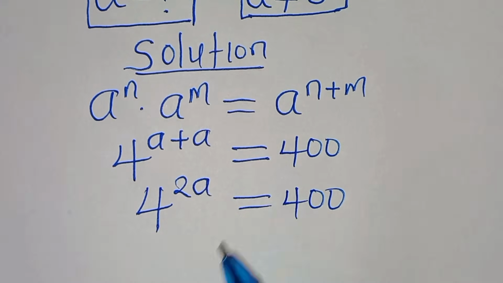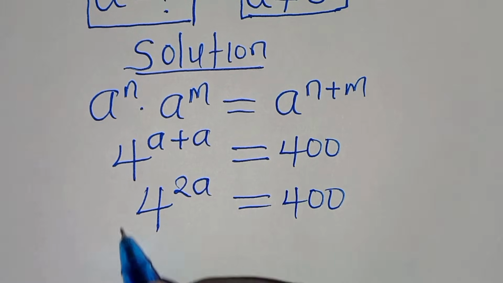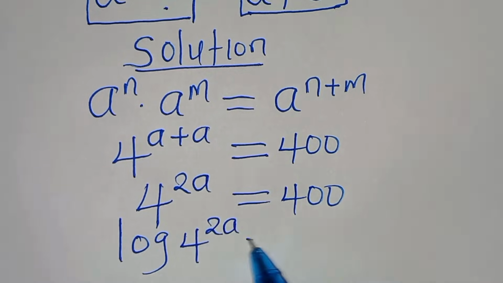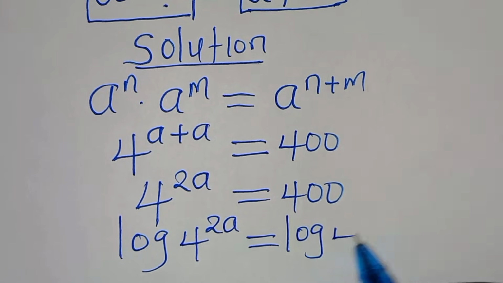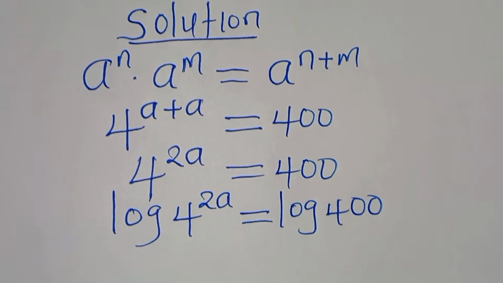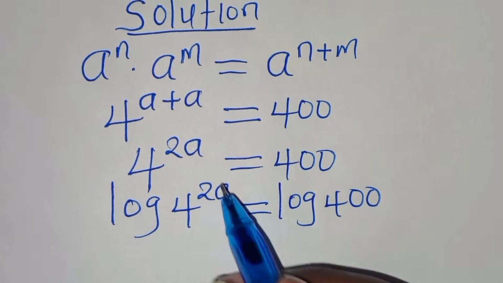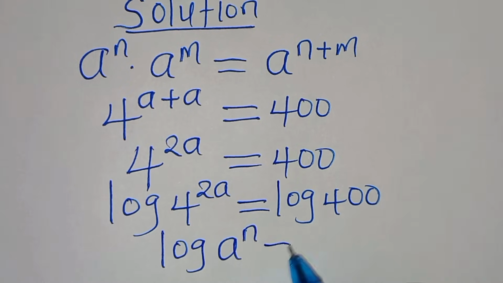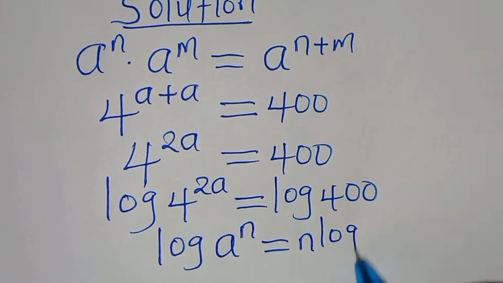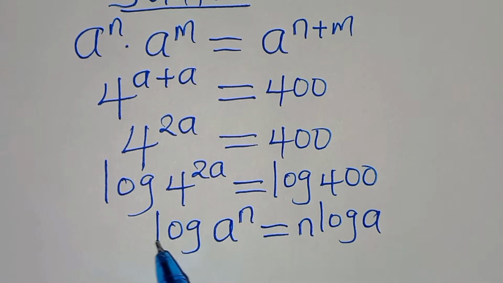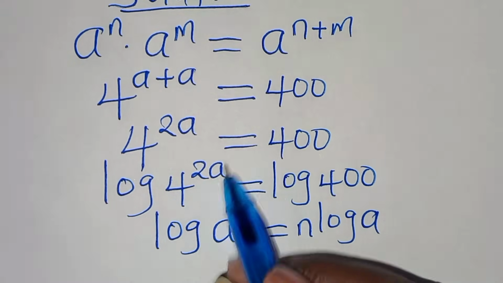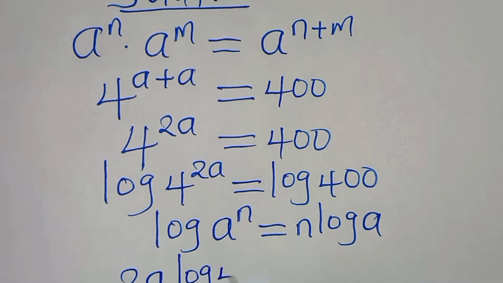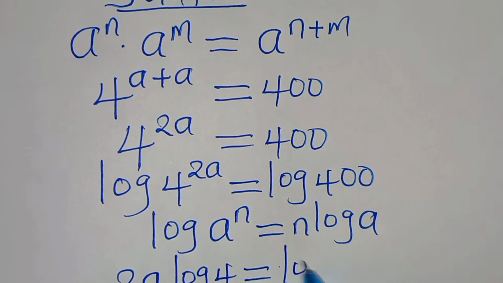To solve for a, we introduce logarithm on both sides such that we have log 4 to the power of 2a. This is equal to log 400. Now, log 4 to the power of 2a, this is in the form of log a to the power of n, which we can express as n log a. Applying this power rule property, then log 4 to the power of 2a becomes 2a log 4. This is equal to log 400.